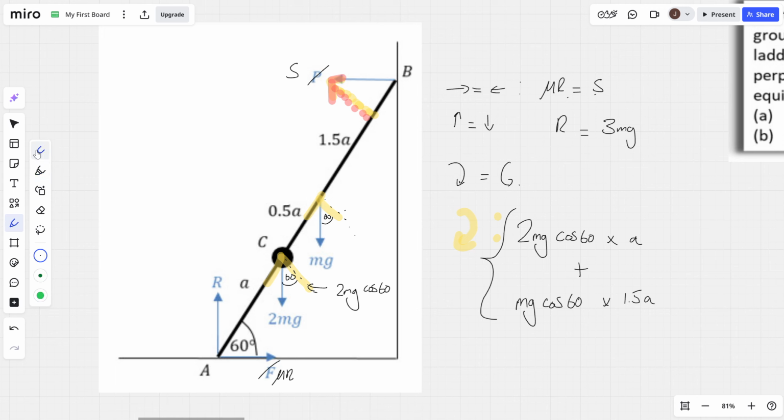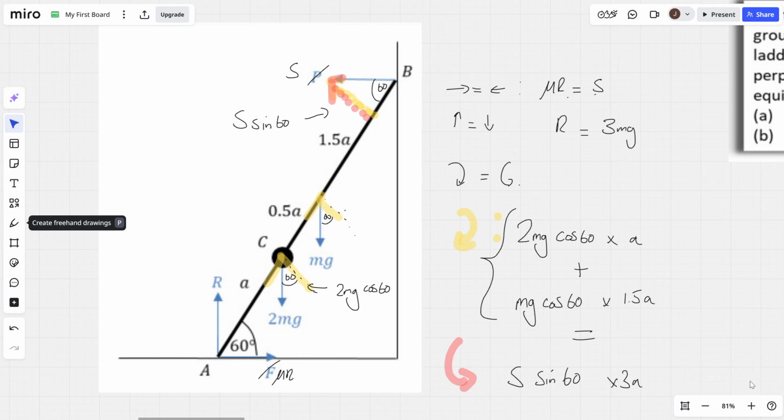So we talked about this one here in the previous video. We said if that's 60, that will be 60 as well. This is opposite, so this will be S sine 60. So for the anti-clockwise moment, it's going to be S sine 60. And then how far away is that? That's 3a away. So we're going to set those top two equal to this one underneath.